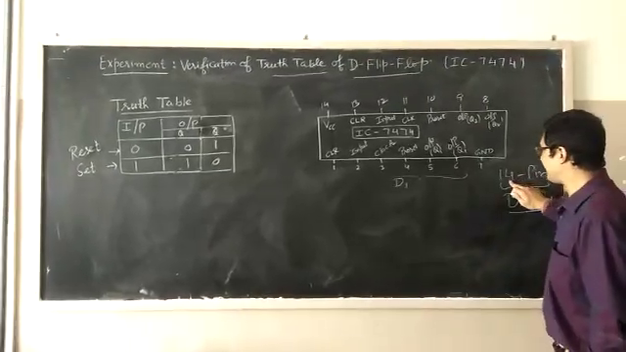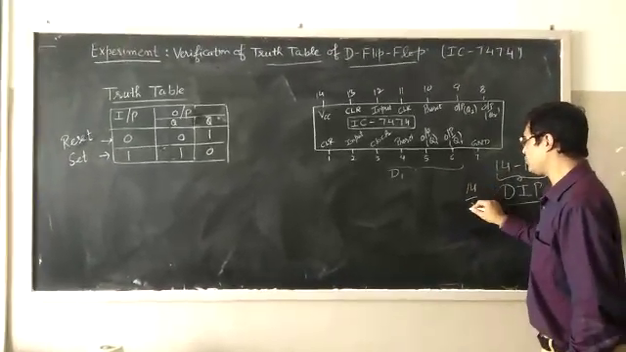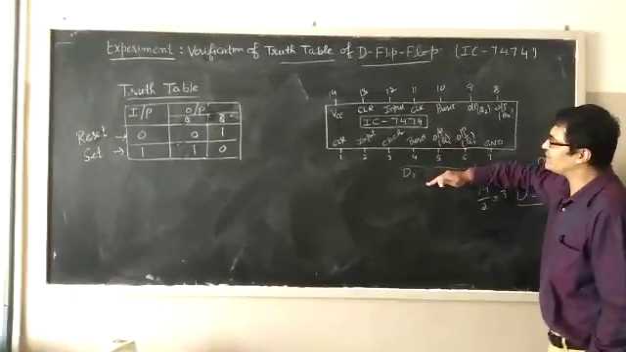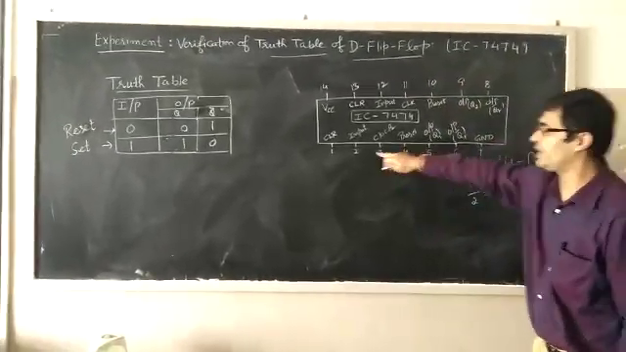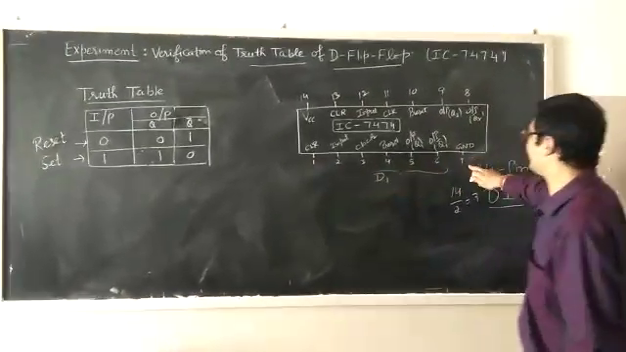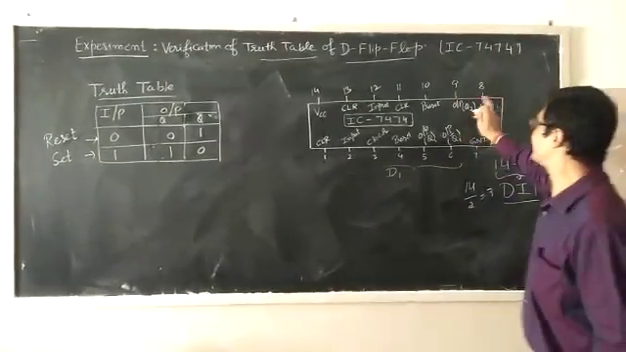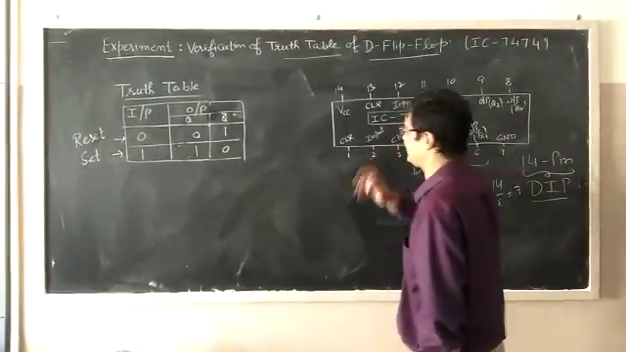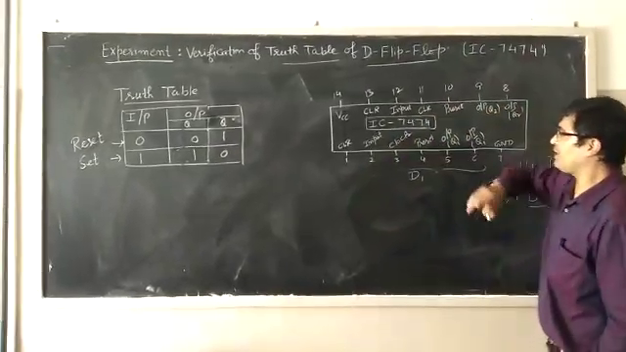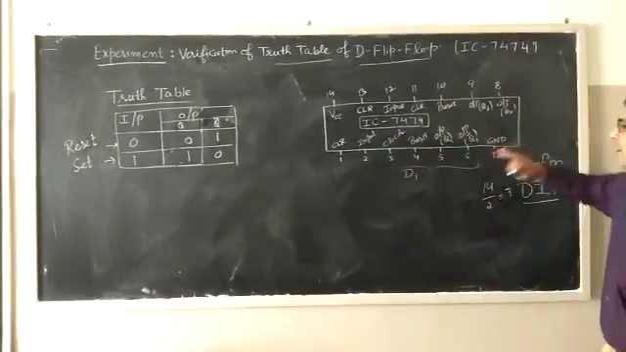means if it is 14 pin, 14 by 2 is 7 towards the left side and 7 towards the right side. So here you can clearly visualize that 1 to 7 is towards the left side and 8 to 14 is towards the right side. So each terminal has some particular value for it.